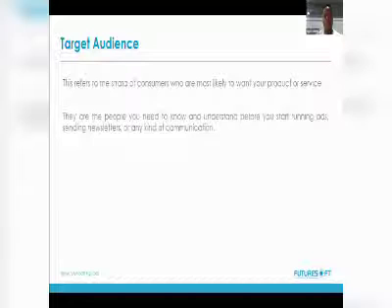All right, so target audience, who are they? Target audience is basically referred to as a strata, or a group, or a set of consumers that are most likely to want your product or services. These are people you need to know and understand before you start running different communication platforms or start engaging them in different areas.